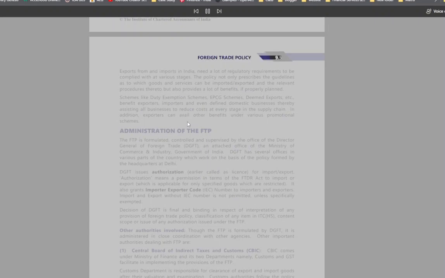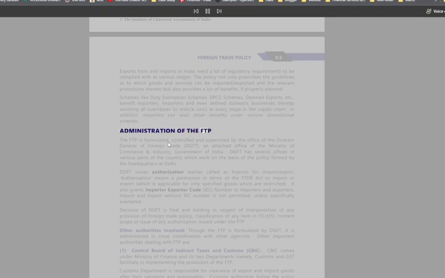Foreign Trade Policy. Exports from and imports into India need a lot of regulatory requirements to be complied with at various stages. The policy not only prescribes the guidelines as to which goods and services can be imported/exported and the relevant procedures thereto, but also provides a lot of benefits, if properly planned. Schemes like duty exemption schemes, EPCG schemes, deemed exports, etc., benefit exporters, importers, and even domestic businesses, thereby assisting all businesses to reduce costs at every stage in the supply chain. In addition, exporters can avail other benefits under various promotional schemes.